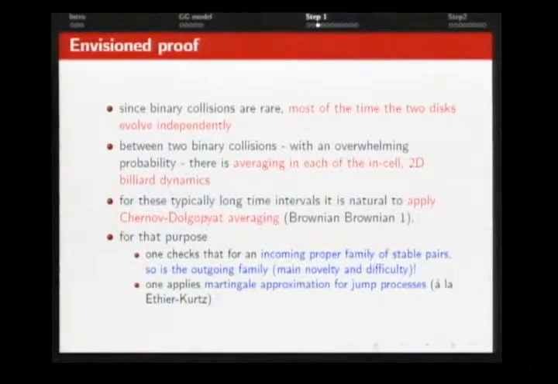I told that in binary collisions, most of the time the two disks evolve independently. Between two binary collisions, there is an averaging in each cell. And for this typically long time, it's natural to apply the Chernov-Dolgopyat averaging. They have this memoir of the American Mathematical Society, Brownian Motion. What is the long time interval that does not interact in this model?